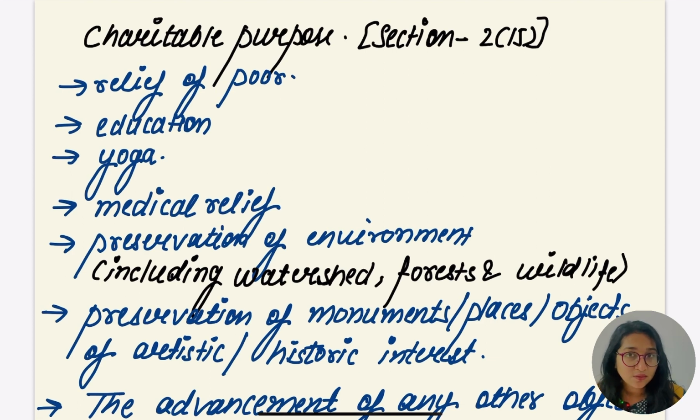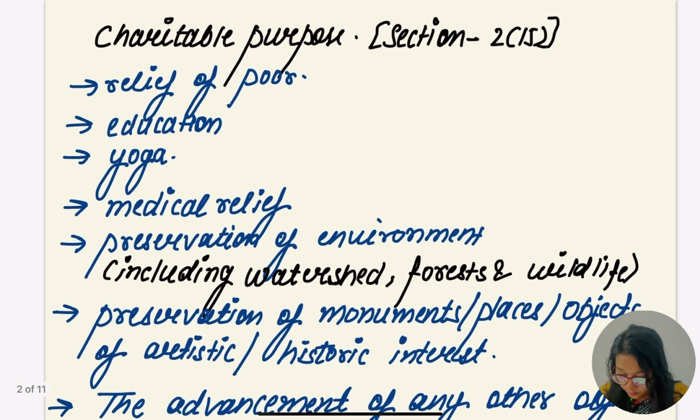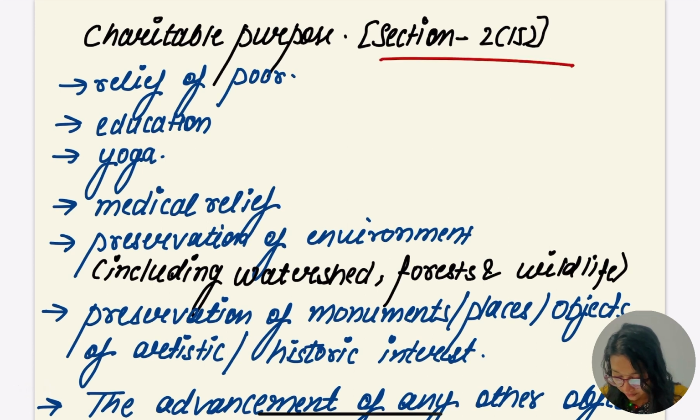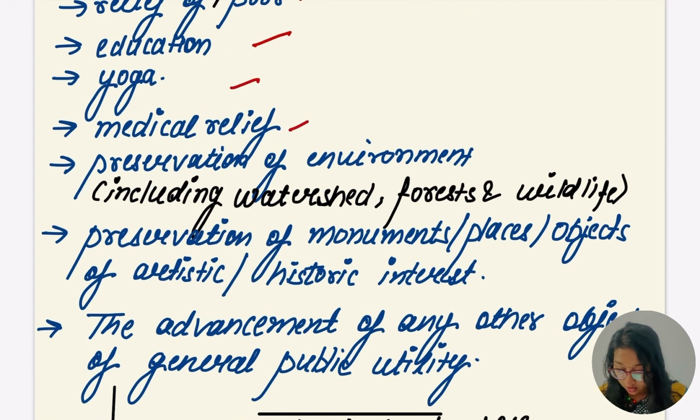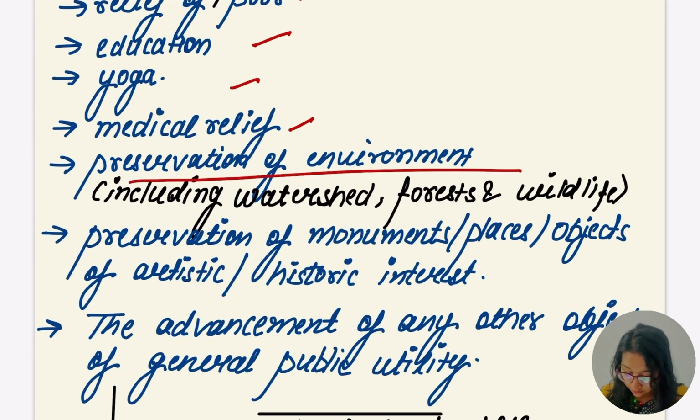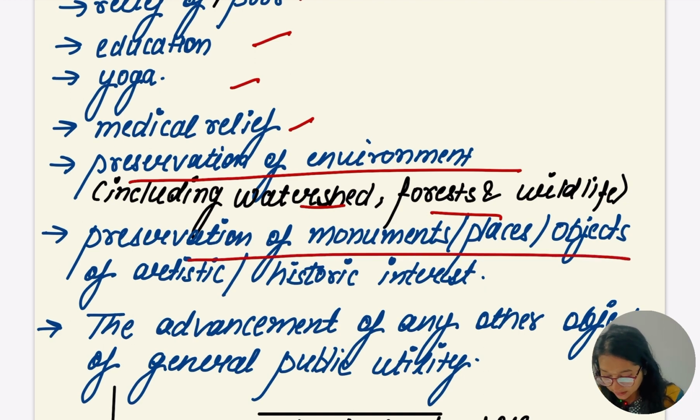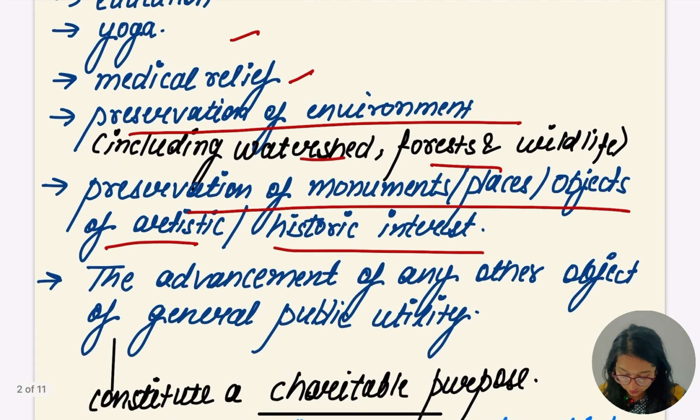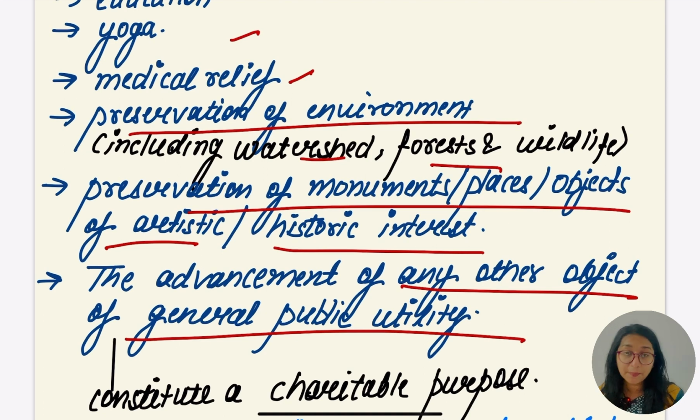We know a bit about this, but we have to go through a few more things which are written under charitable purpose. So charitable purpose under Section 2(15) includes relief of the poor. If it is done for relief of the poor, this is one of the purposes of charity. Or it is done for education, yoga, or medical relief, or for the preservation of the environment, which includes watershed, forest and wildlife, and preservation of monuments, places, and objects of artistic or historic interest, and one more last point: advancement of any other object of general public utility.